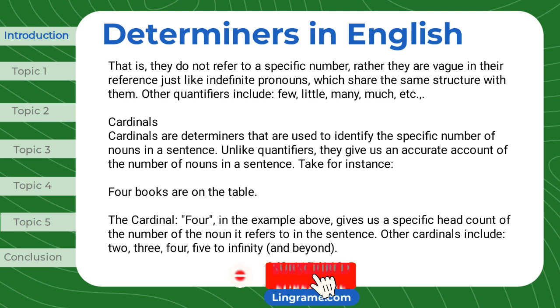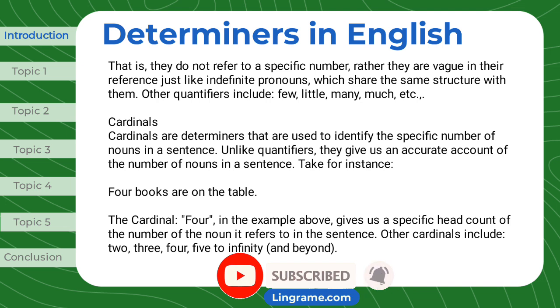Cardinals. Cardinals are determiners that are used to identify the specific number of nouns in a sentence. Unlike quantifiers, they give us an accurate account of the number of nouns in a sentence. Take for instance, 4 books are on the table. The cardinal, 4, in the example above, gives us a specific head count of the number of the noun it refers to in the sentence. Other cardinals include 2, 3, 4, 5 to infinity, and beyond.